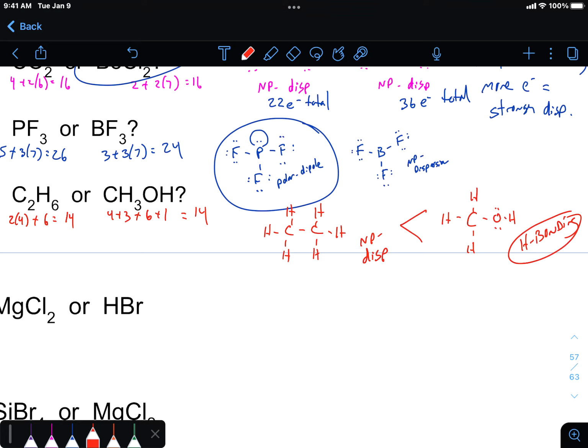All right, so we are reaching back to the beginning of this unit when we drew Lewis diagrams. We're assessing the shape and the polarity because the polarity will tell us what type of intermolecular attraction it has. Whether it's dispersion, if it's nonpolar, or if it is polar, that means it has dipole-dipole, or if it has hydrogen bonding. Okay? All right.